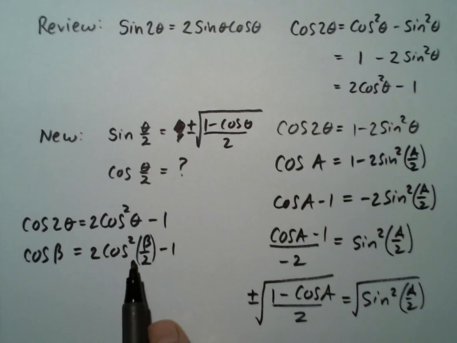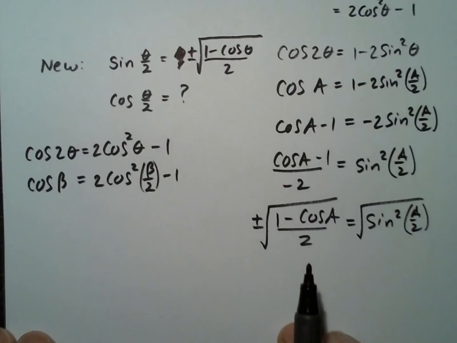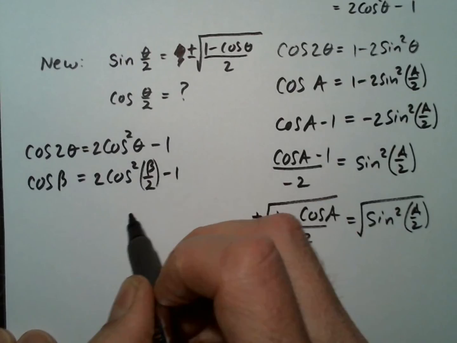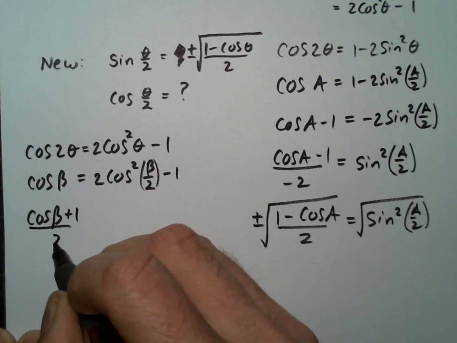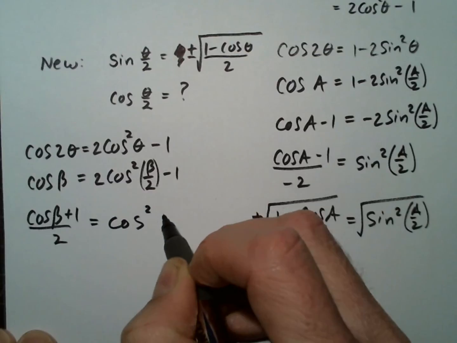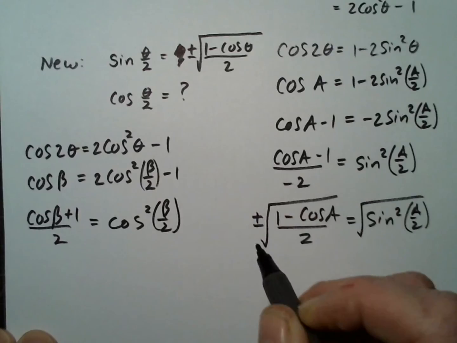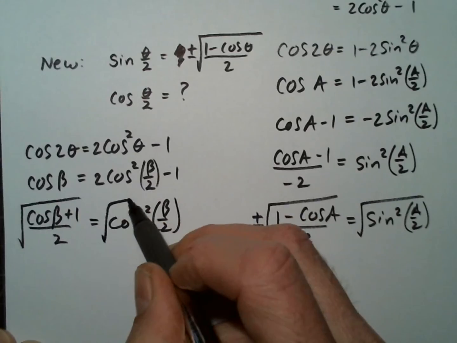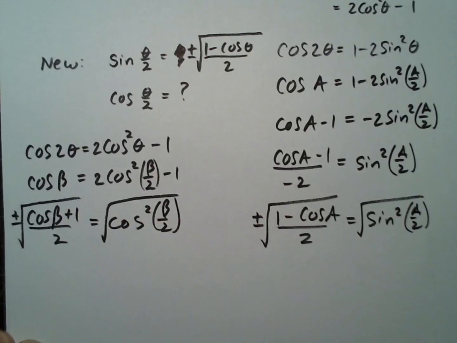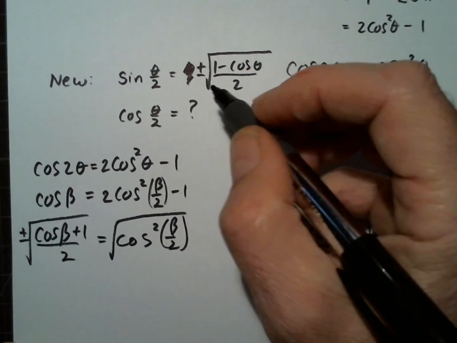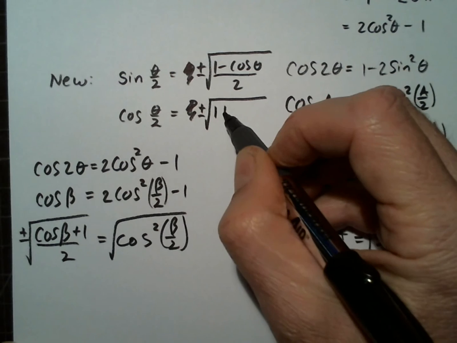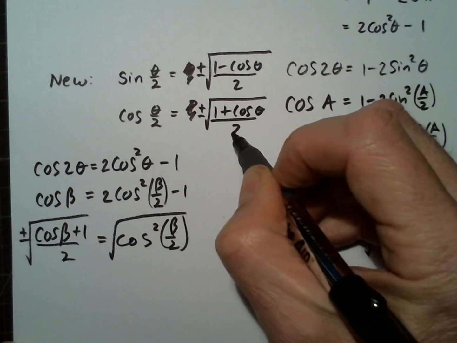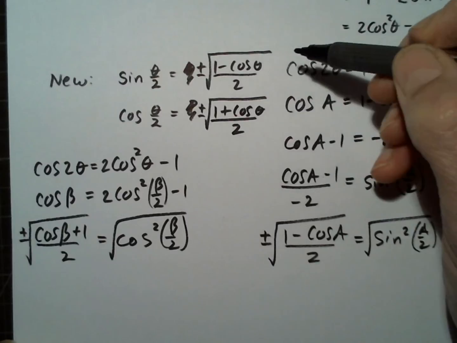And now let's do the same thing. We'll isolate this and solve for cosine beta over 2. So we're going to add 1. We're going to divide by 2. And then square root. So we get cosine beta over 2 equals positive or negative square root of cosine plus 1 over 2. And that's what we get up here. And let's just go ahead and write it as 1 plus cosine, just so that it's easier to memorize.